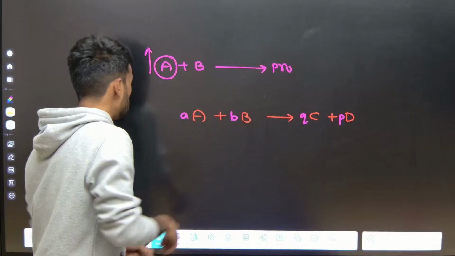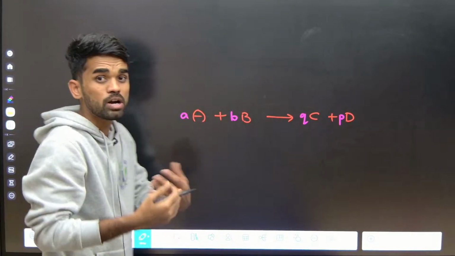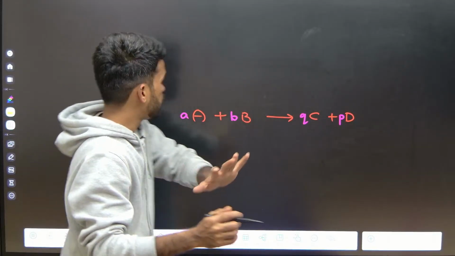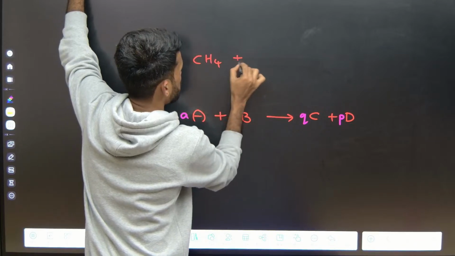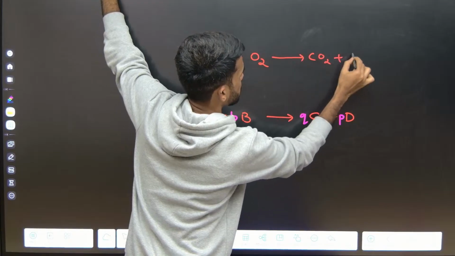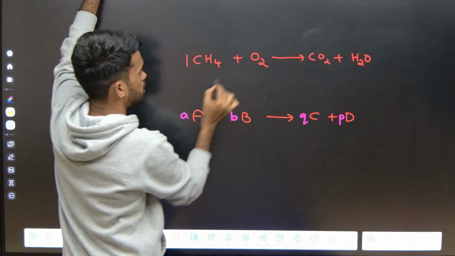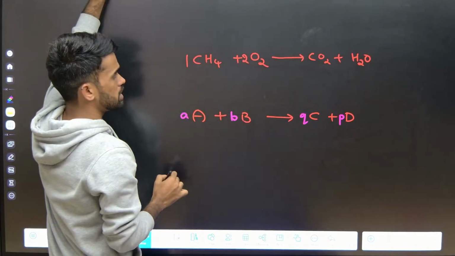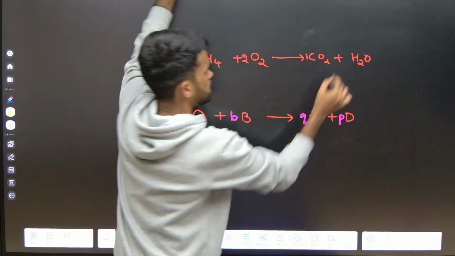Here, small a, small b, q, p are considered as stoichiometric coefficients. What do we mean by stoichiometric coefficients? For example, in order to understand, I am taking a methane molecule and treating it with oxygen so that it forms CO2 plus H2O. So how many moles of methane and how many moles of oxygen are reacting to form this CO2 and 2 H2O?